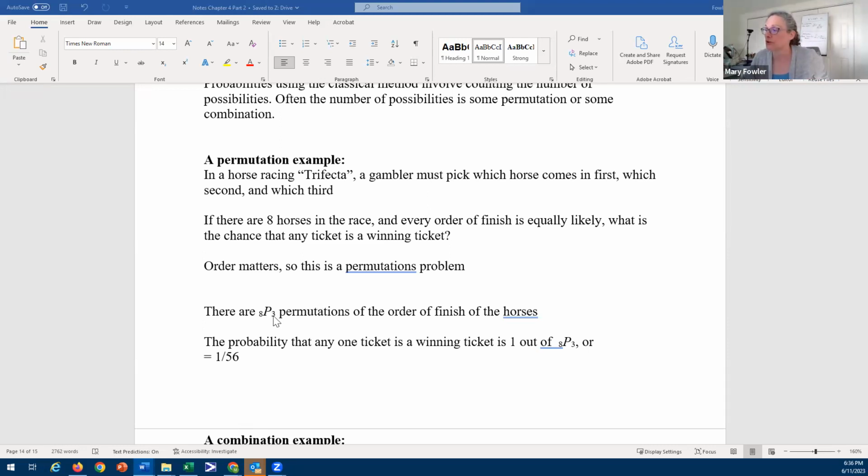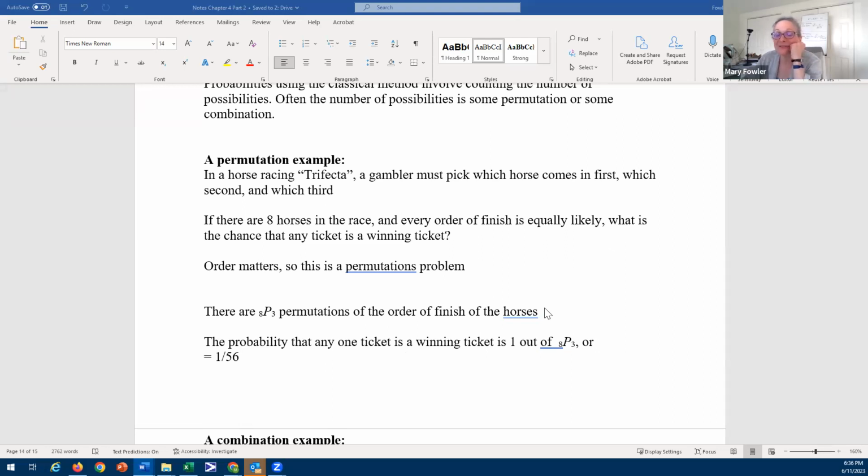Remember, order matters, so we're using a permutation. The sample space has size 8P3. And the probability that any one ticket is a winner is going to be the number of ways that one ticket can occur, which is 1, divided by the total number of possible outcomes. In this case, 8P3 is 56. So for the trifecta with 8 horses and choosing first, second, and third, if all outcomes are equally likely, the probability that any one outcome would occur is 1 out of 56.